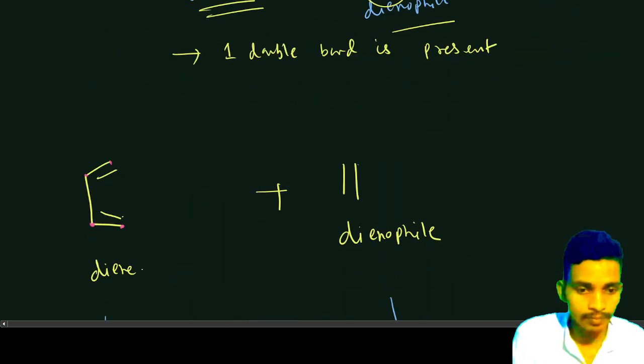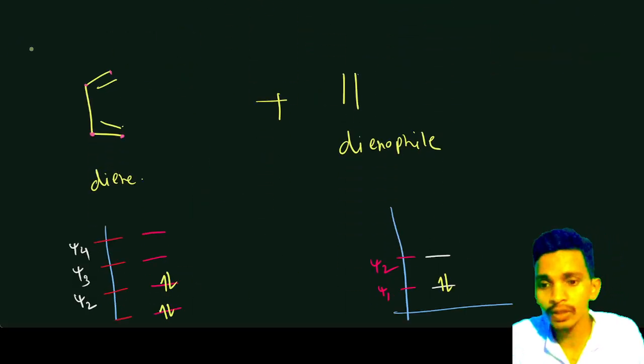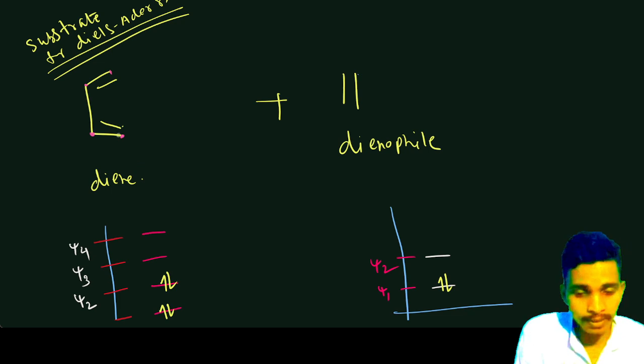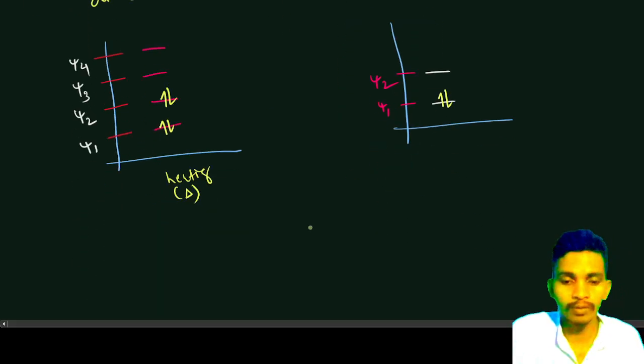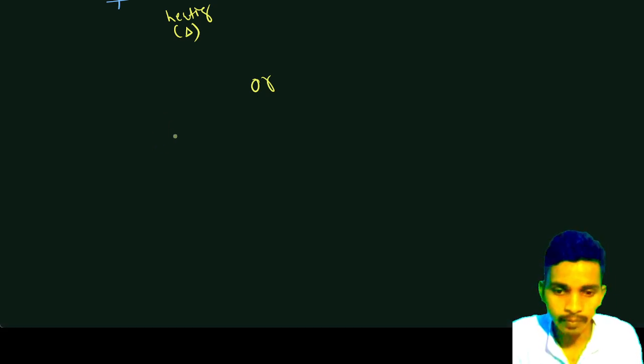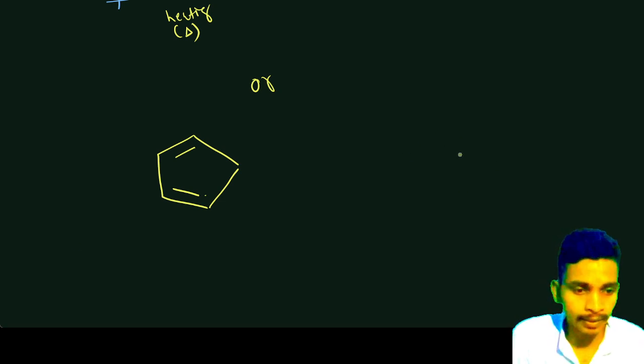Note that these are the substrates for Diels-Alder reactions. Maybe the substrate looks like this form, or let's say the substrate is this form. This is also a diene, and let's say a dienophile.